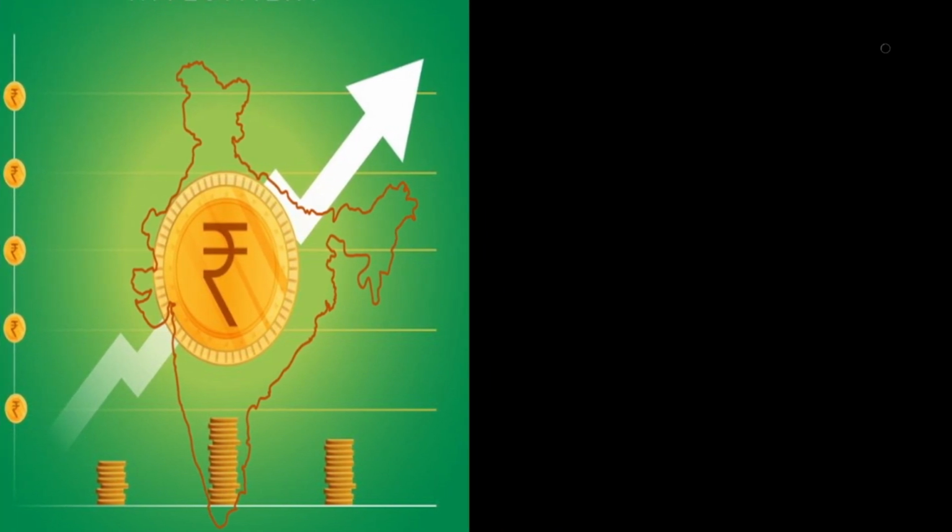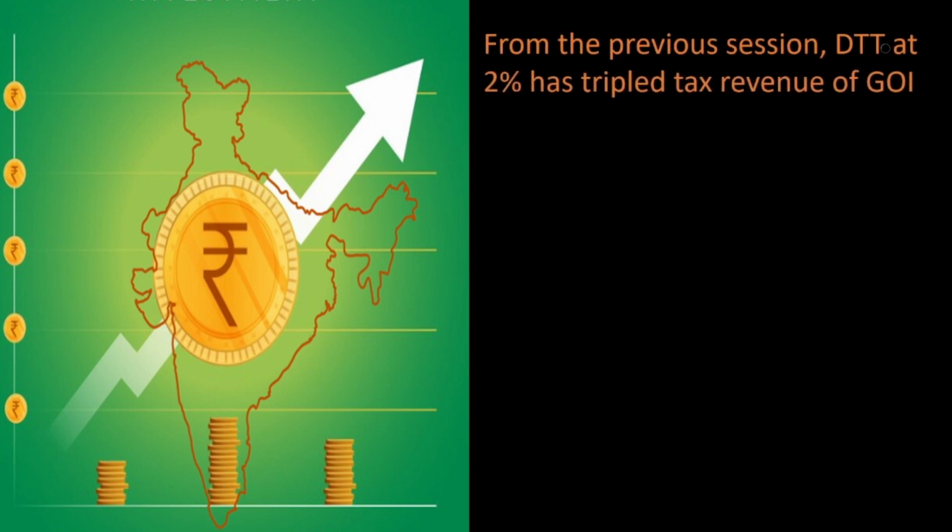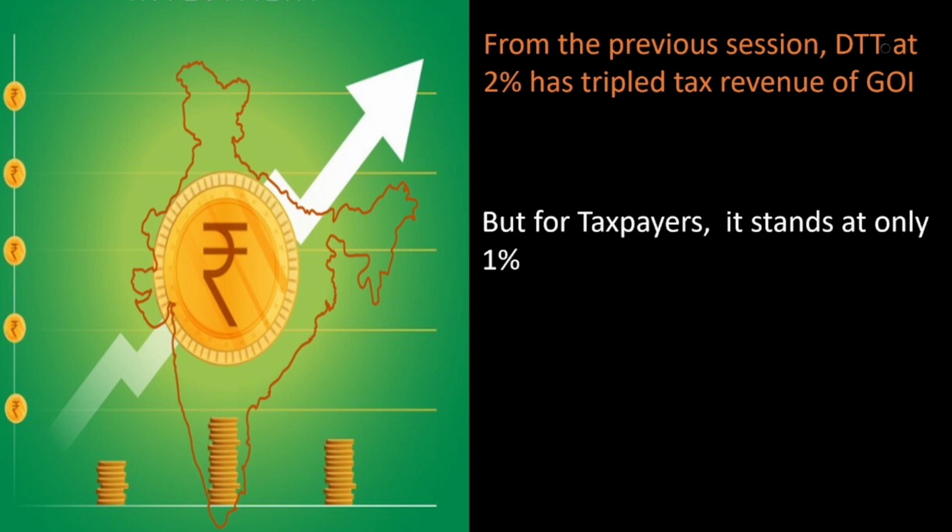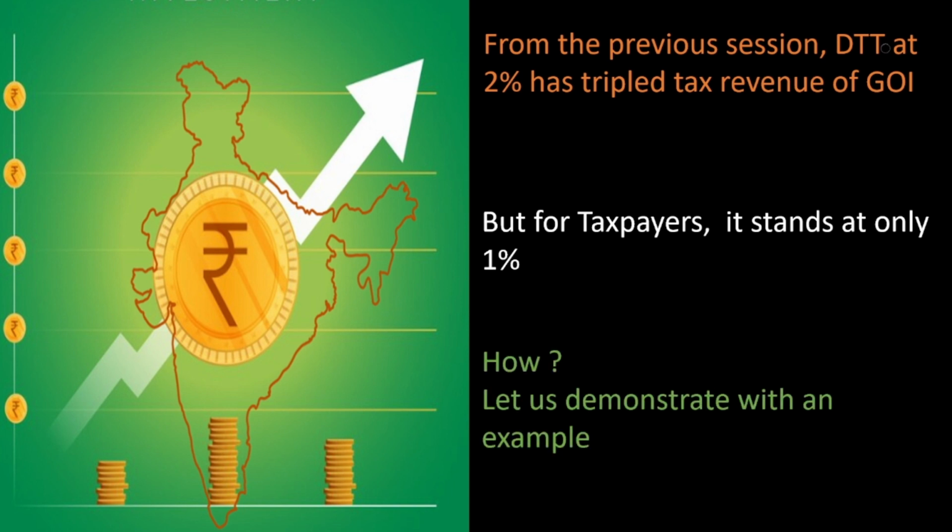From the previous sessions, we have established that DTT at 2% has tripled existing tax revenue of GOI, or the Government of India. But for taxpayers, DTT stands at only 1%. How is that possible? Let us demonstrate with an example.